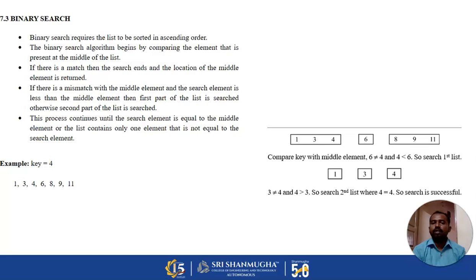The process continues until the search element is equal to the middle element or the list contains only one element that is not equal to the search element. The key equals 4. The given values are 1, 3, 4, 6, 8, 9, 11. Compare the key with the middle element 6: 6 is not equal to 4, and 4 is less than 6. So search the first list, 1, 3, 4, not 6, 8, 9, 11. So we take 1, 3 and 4. 3 is not equal to 4, and 4 is greater than 3. So search the second list, where 4 equals 4. So the search is successful.